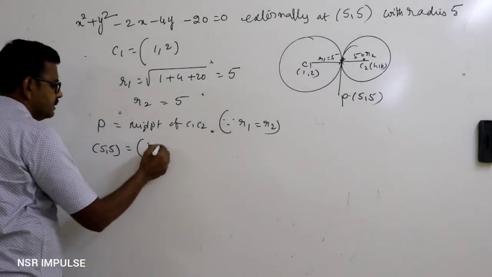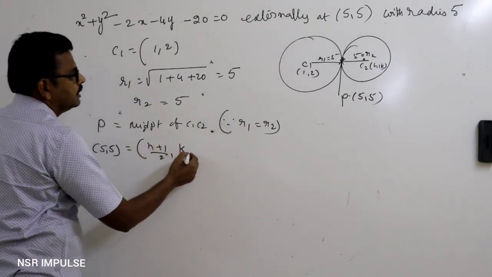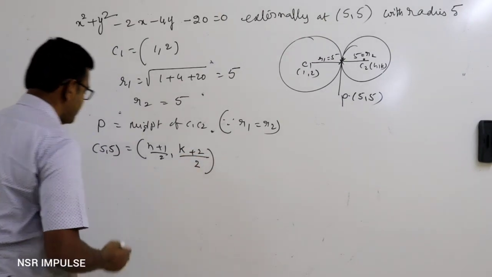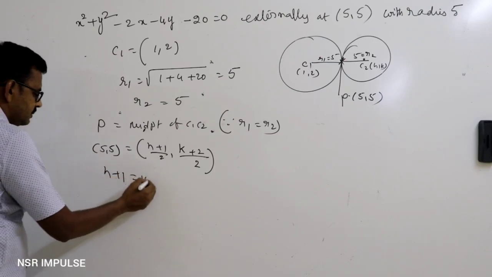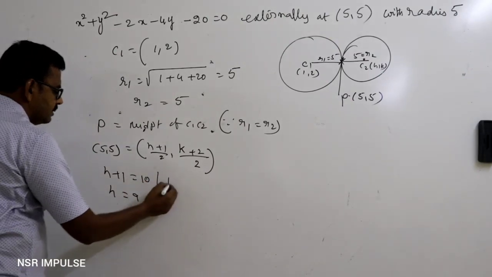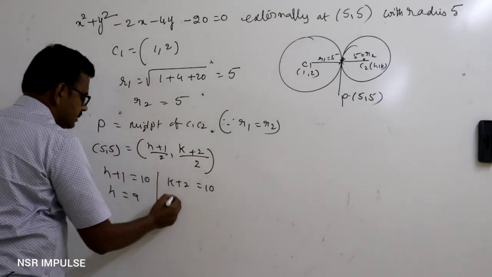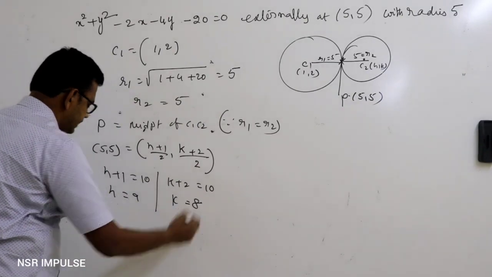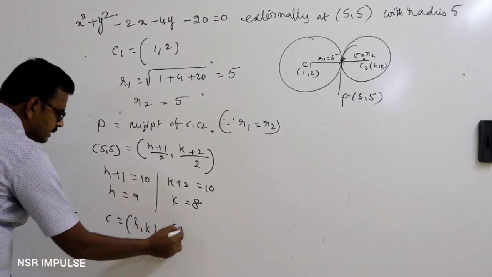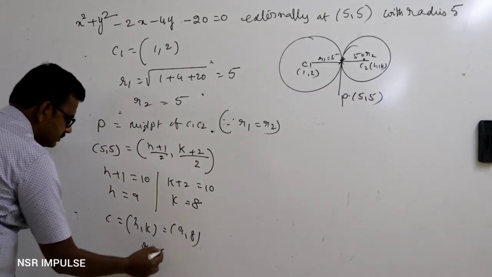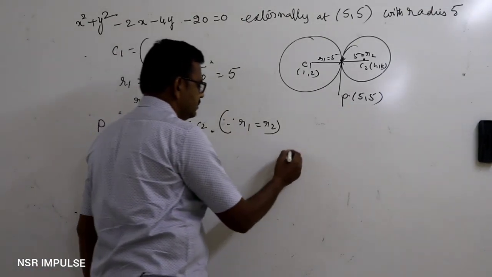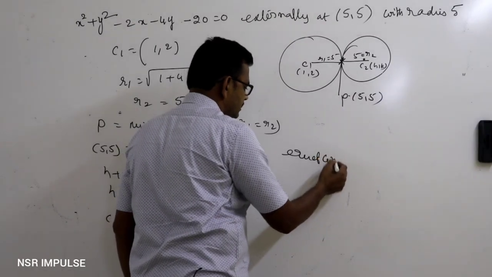So this is h plus 1 by 2 comma k plus 2 by 2. So h plus 1 is equal to 10, h equal to 9. Like that, k plus 2 is equal to 10. Therefore k is equal to 8. Therefore the center of the circle is h comma k, that is 9 comma 8, with radius 5.